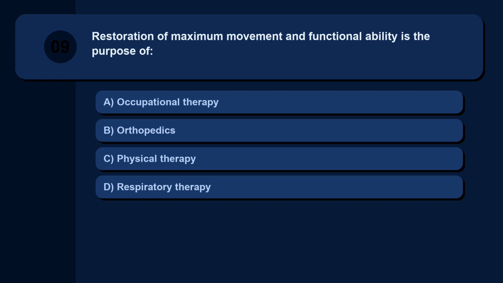Question 9. Restoration of maximum movement and functional ability is the purpose of occupational therapy, orthopedics, physical therapy, respiratory therapy. Physical therapy focuses on restoring movement, strength, and functional ability through exercises, manual therapy, and patient education.